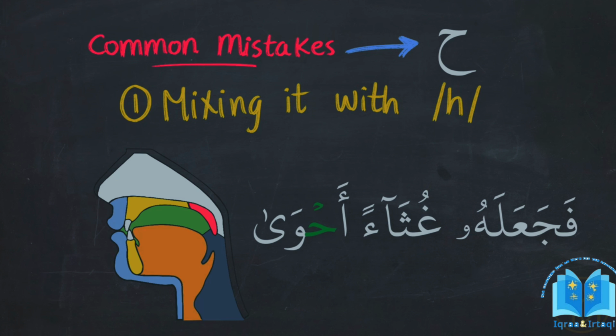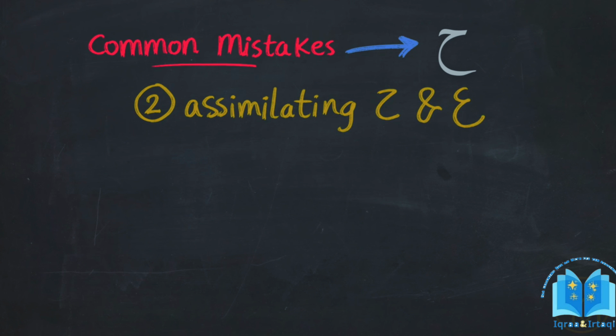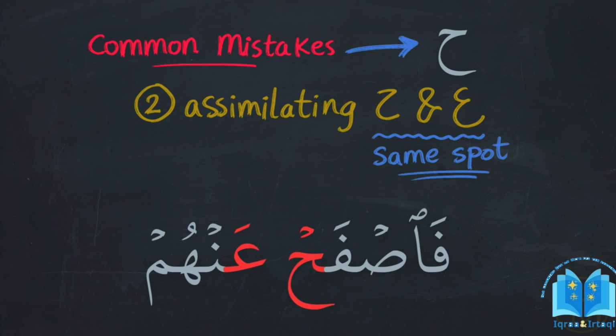فَجَعَلَهُ غُثَاءً أَحْوَى. The other mistake is assimilating the ha and ayn sound when they follow one another. This mistake can easily happen because both of these sounds come from the exact same spot. A mistake sounds like this. فَاصْفَعْ عَنْهُمْ, فَاصْفَعْ عَنْهُمْ.